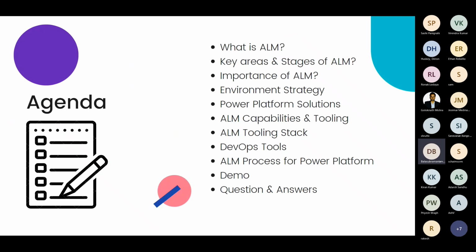Before getting into the topic, we'll quickly see the agenda of today's session. First, we'll start with what application lifecycle management is, what the key areas and stages of application lifecycle management are, and why ALM is so important nowadays. We'll see the environment strategy, learn about Power Platform solutions, and learn the ALM capabilities and tooling. We'll look at the ALM tooling stack and the DevOps tools available: the open source ones, a few released by Microsoft, and a few released by community folks.